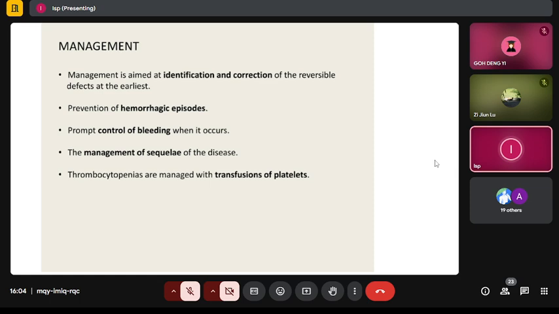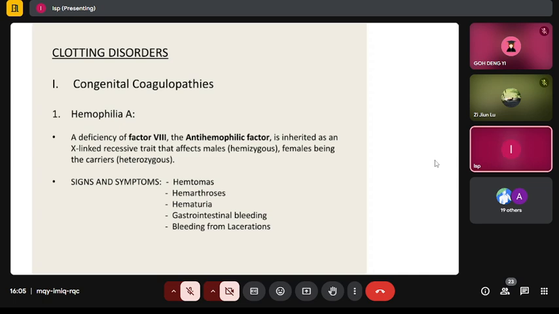Okay, so management of bleeding disorder is very simple. It's basically just replacing what you do not have. You do not have enough platelets, you replace the platelets. You do not have enough coagulation factor, you replace the coagulation factors. Okay, so now we're going into the other bleeding disorder, which is hemophilia.